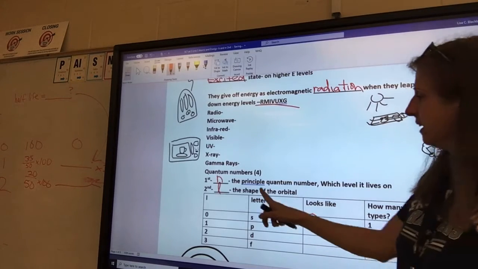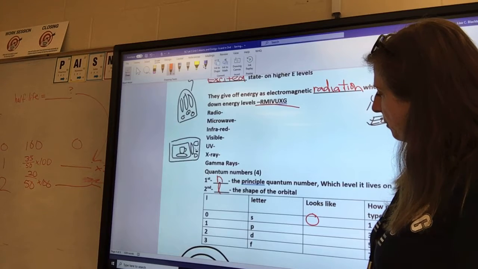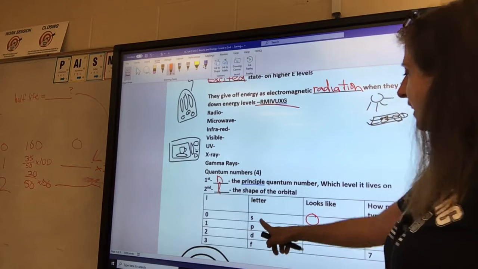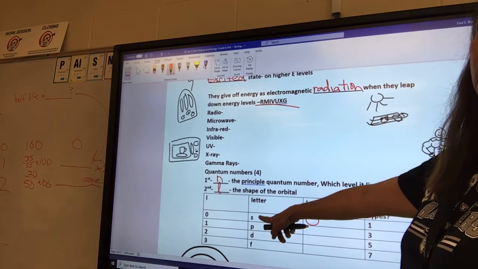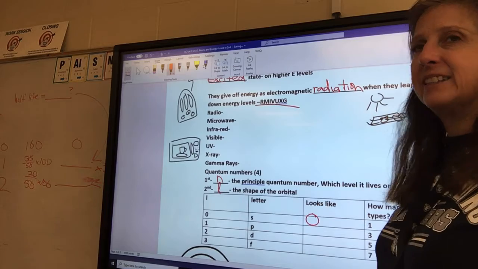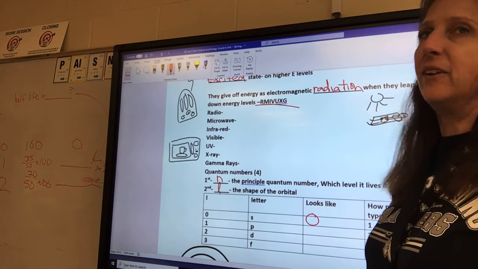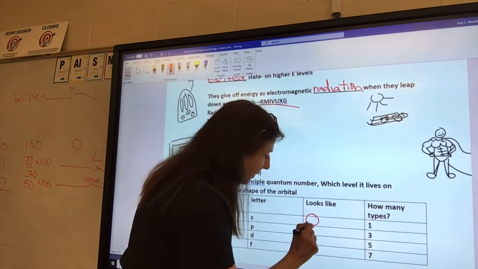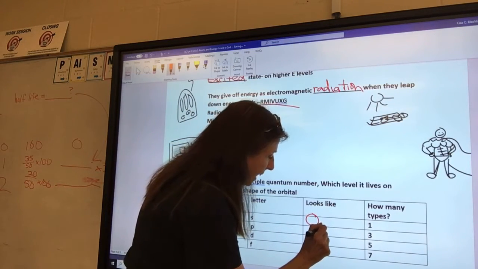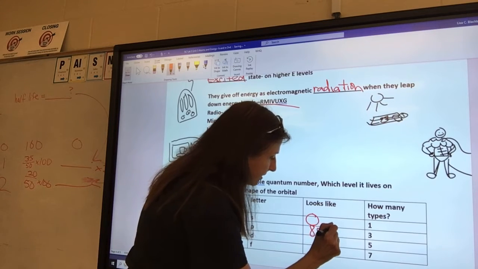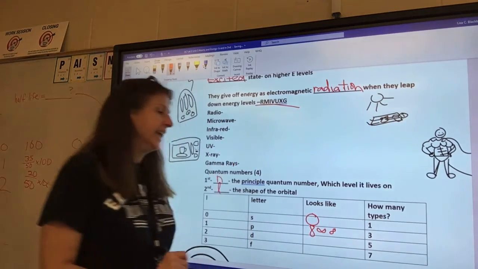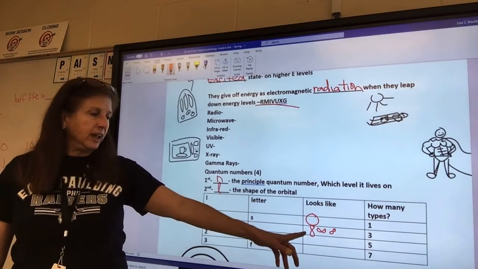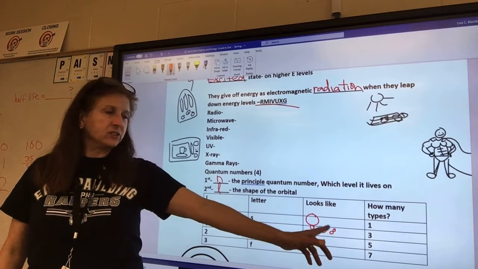The next kind of orbital can be signified by the number 1. It is also signified by the letter P, and it is said to be dumbbell-shaped, but I don't think it looks like a dumbbell. I think it looks like the number 8. It can be oriented on the Y, the X, or the Z axis. And there are 3 different P rooms. And they can be on Y, X, or Z.